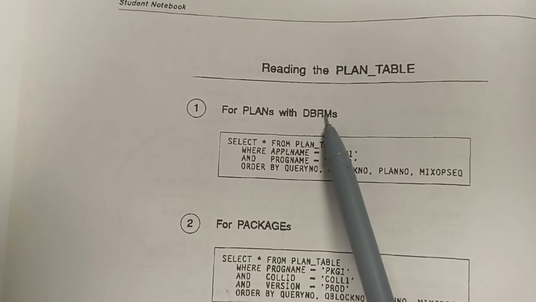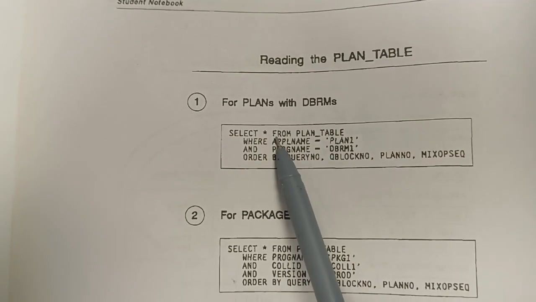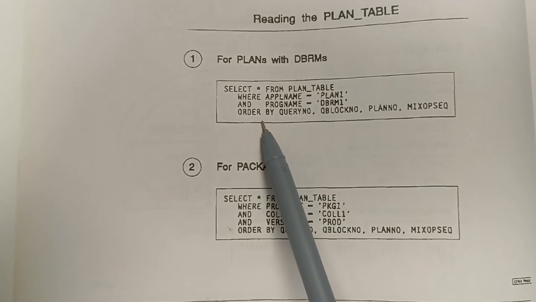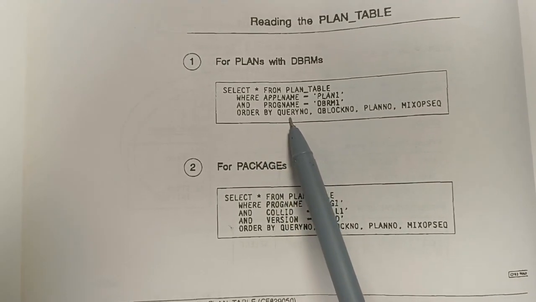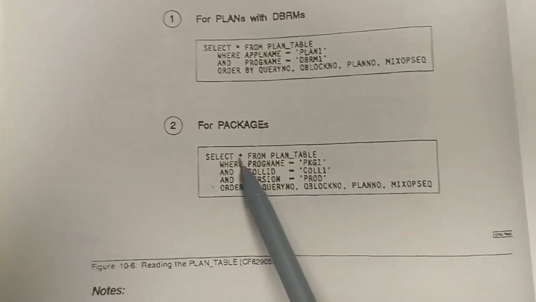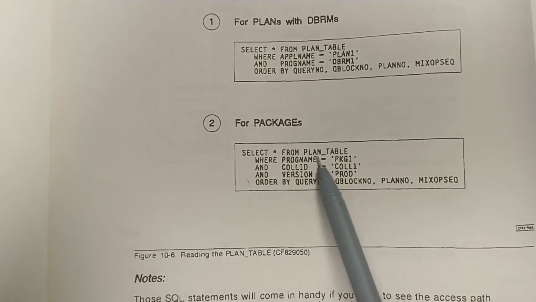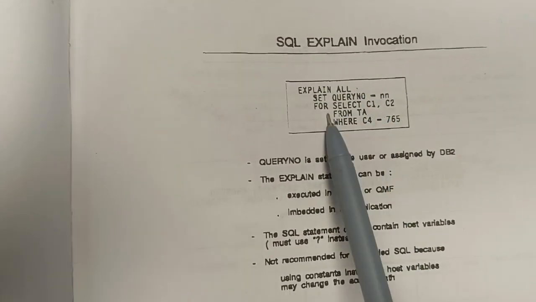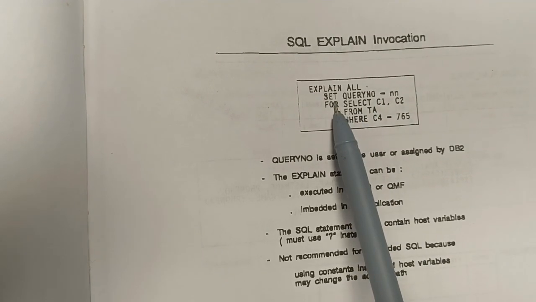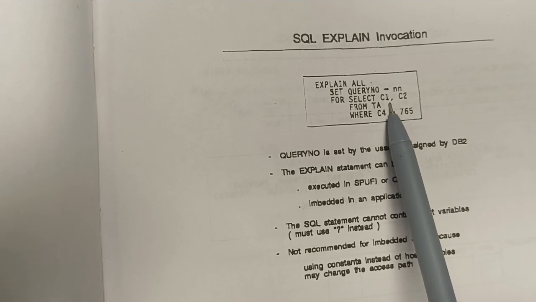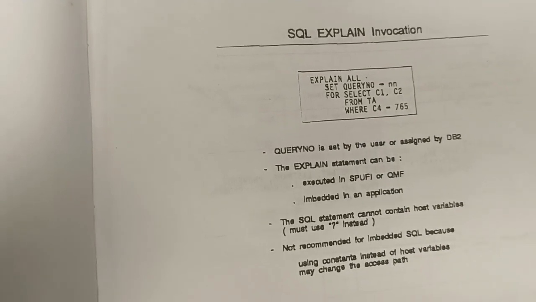And this is how to read the plan table. You can write SELECT * FROM PLAN_TABLE WHERE application name and program name, and you need to give ORDER BY query number. If you are binding by package, we can also read the plan table that way. And by using SPUFI we can also run the explain invocation: EXPLAIN ALL SET QUERYNO = numeric number FOR SELECT C1, C2.